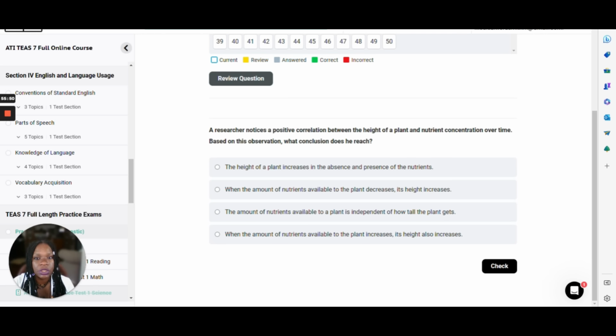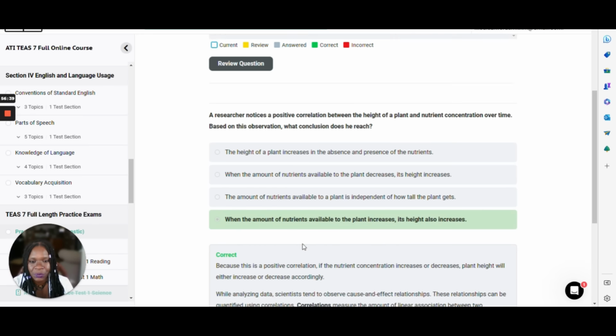A researcher notices a positive correlation between the height of a plant and the nutrient concentration over time. Based on this observation, what conclusion does he reach? The height of the plant increases in the absence and presence of the nutrients. When the amount of the nutrients available to the plant decreases, its height increases. Or is it the amount of nutrients available to a plant is independent of how tall the plant gets? Or last up, is it when the amount of nutrients available to the plant increases, its height also increases? That's a clue right there. We're going to go with this last one on the list, and here is what it says.